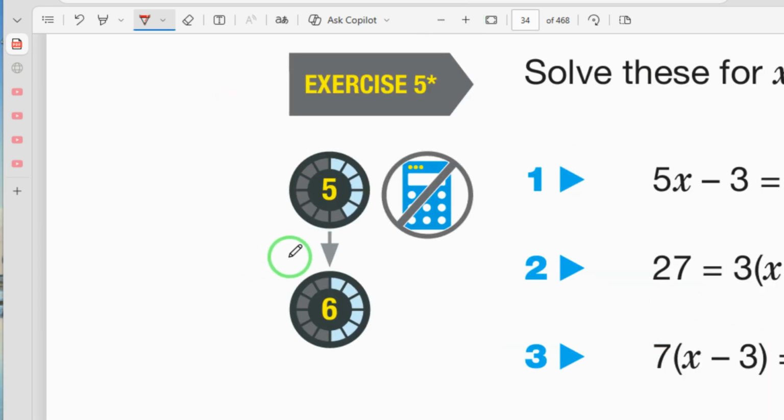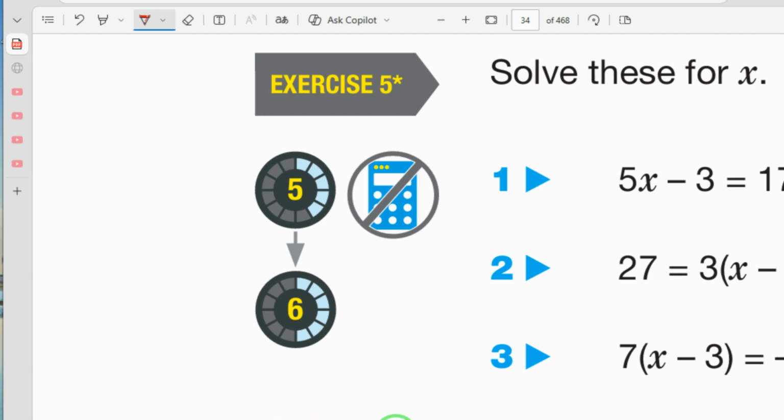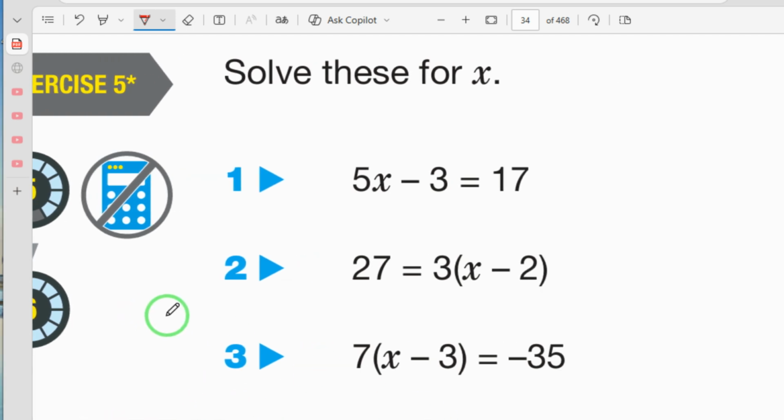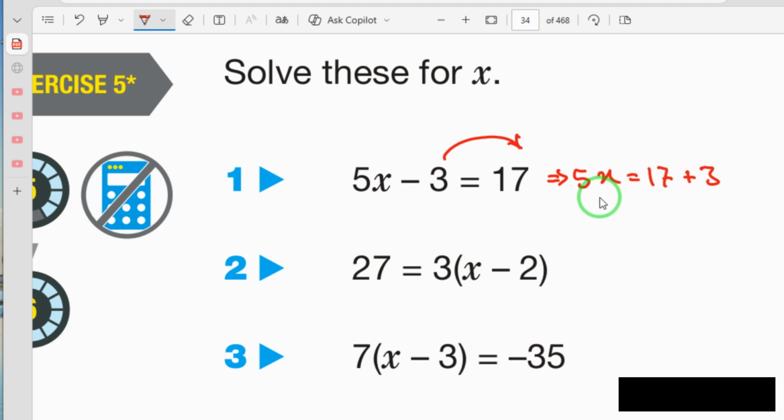Question number 1. Solve this for x. We should find the value of x here. First we write 5x equal to 17. We bring 3 to the right side, it becomes positive plus 3. Then 5x equal to 20. 17 plus 3 become 20.